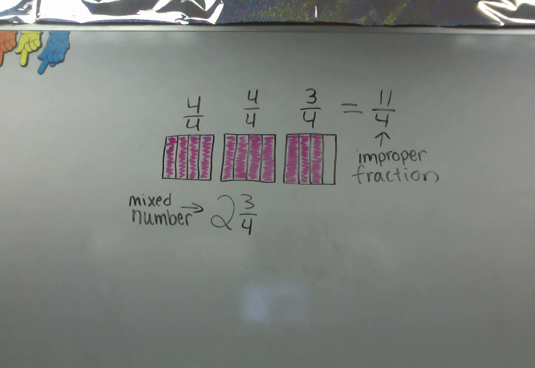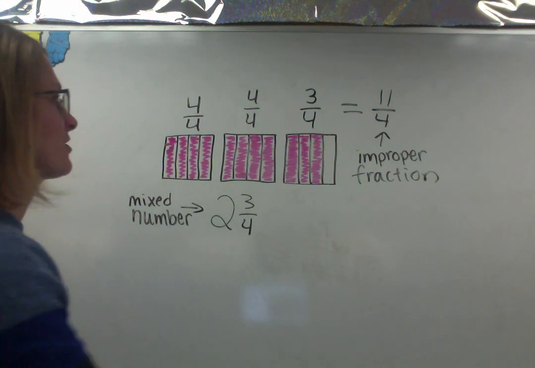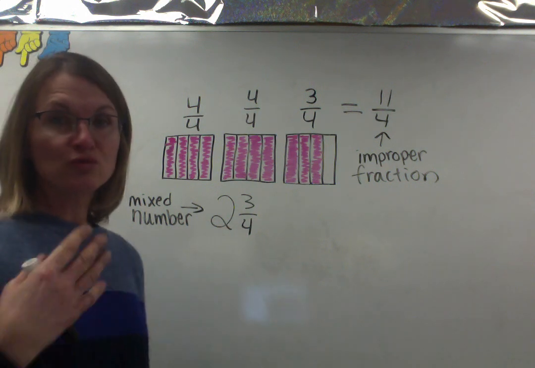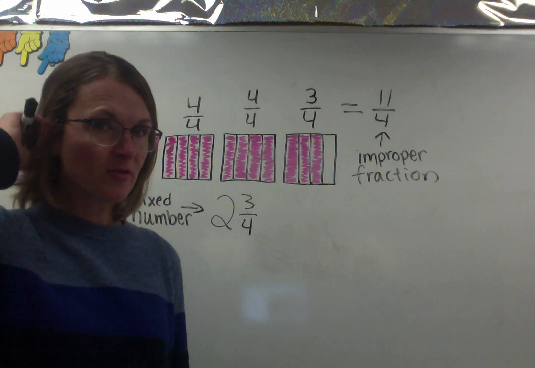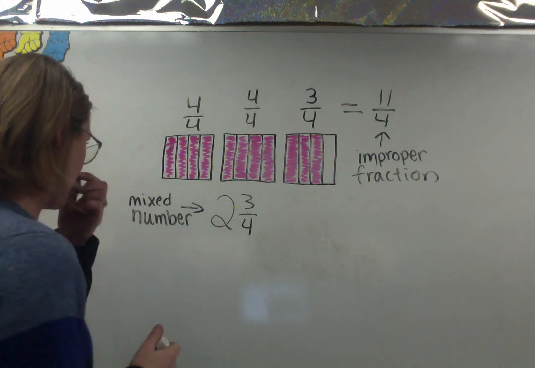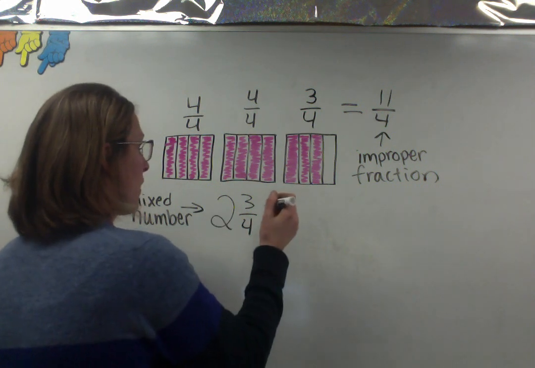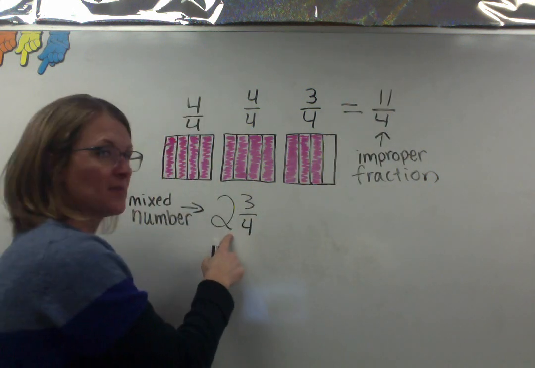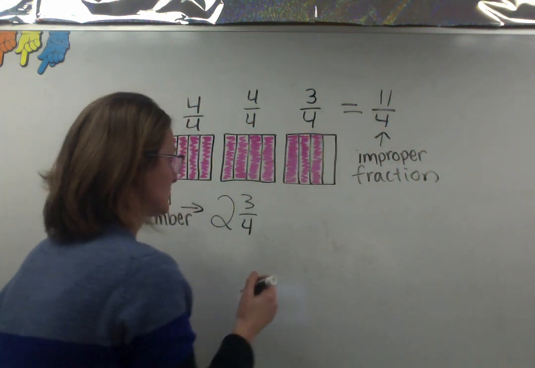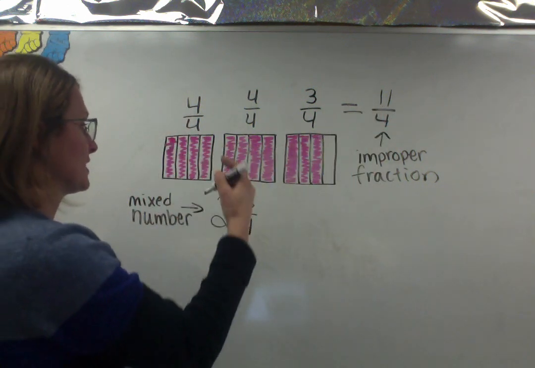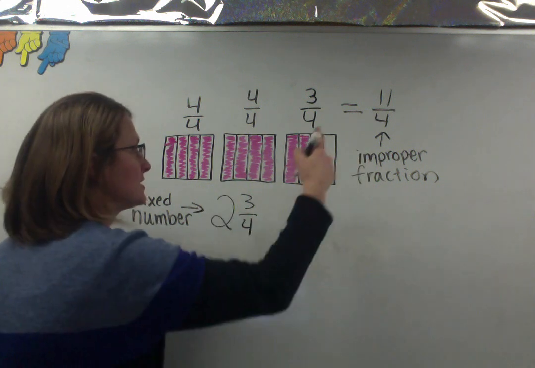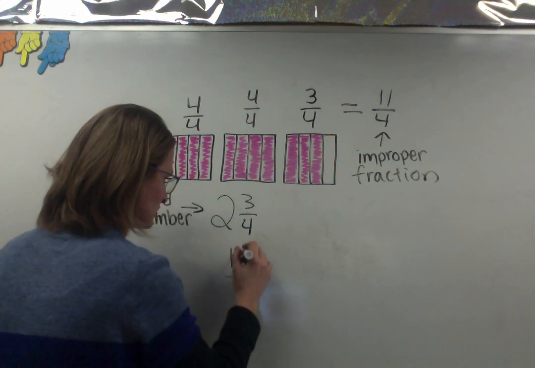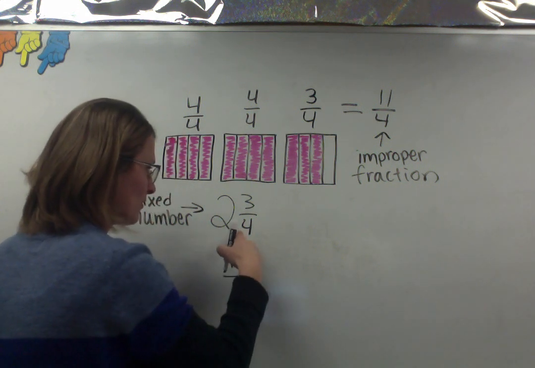All right, now we have 2 things going on here. We have an improper fraction and we have a mixed number. So we can draw pictures to figure these things out, but there's also ways to figure these things out using math, okay? So you can change an improper fraction into a mixed number, and you can change a mixed number into an improper fraction. I'm going to show you an example using what's here, okay? So if we have the improper fraction of 11/4, let's say we don't have pictures, and we want to figure out what that would be as a mixed number.